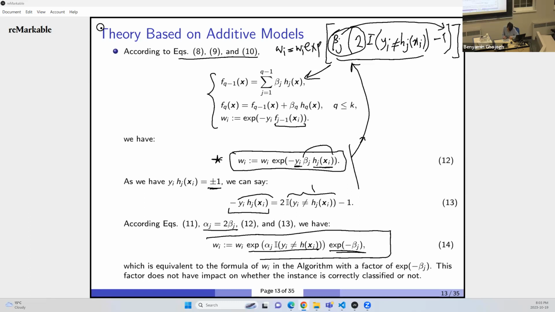What is this? Did you see that before? Equation 14. Did you see that before? Where was that? Consider this. Do you remember this part? That was the formula in the algorithm for updating wi. Let's go back.